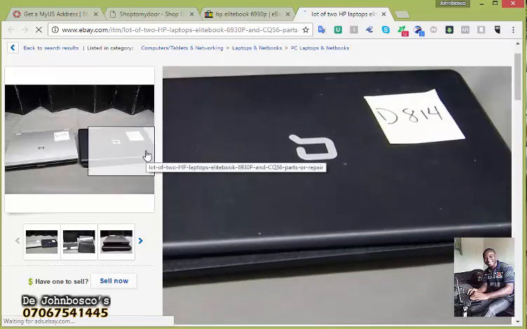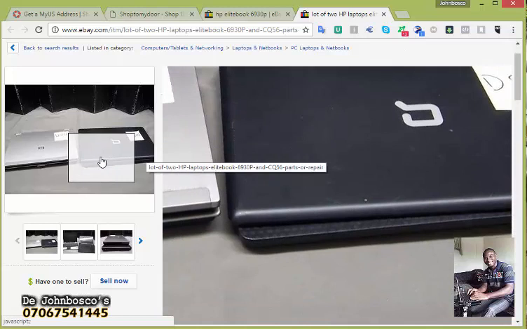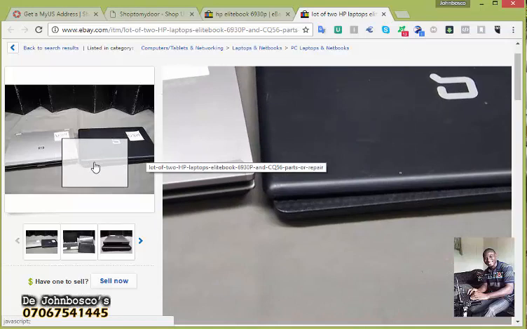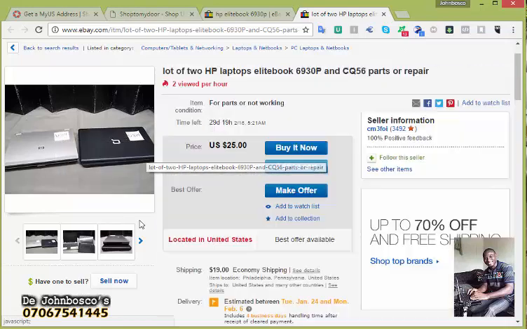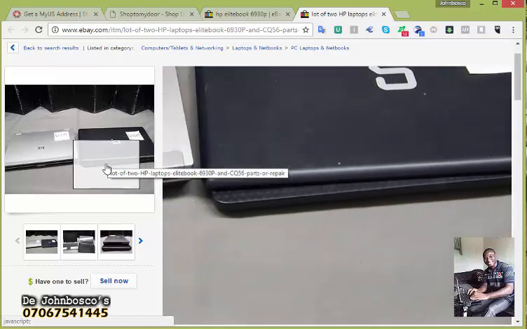So $25 times 500, which is the exchange rate of today. You are buying these 2 laptops for 12,500, excluding the shipping. Okay, so I wouldn't want to take too much time here. I believe you've understood the whole thing.